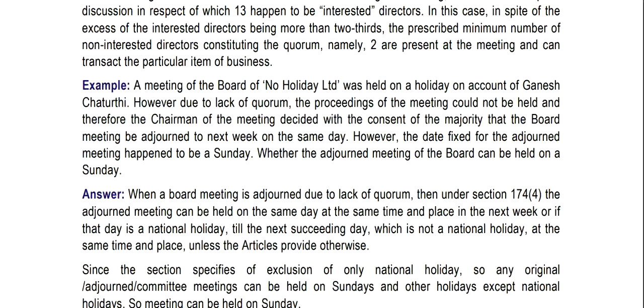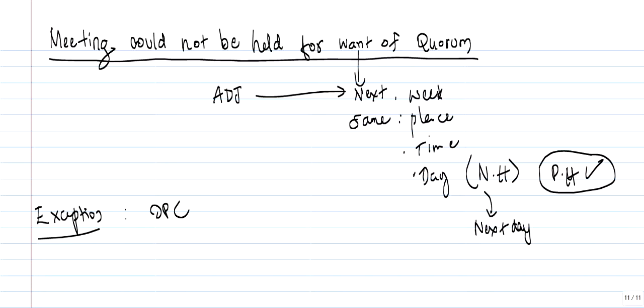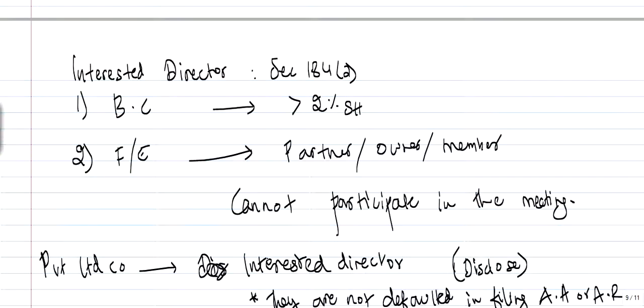National holidays: Independence Day, Gandhi Jayanti, and other such holidays. Sunday will be a public holiday. Can there be want of quorum? Yes, that day the meeting can be done. So this is with regard to section 174, want of quorum.